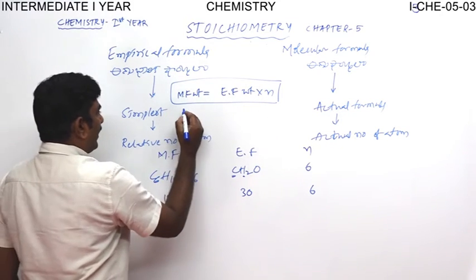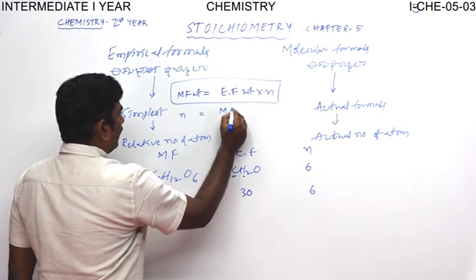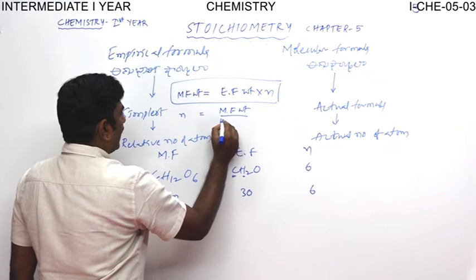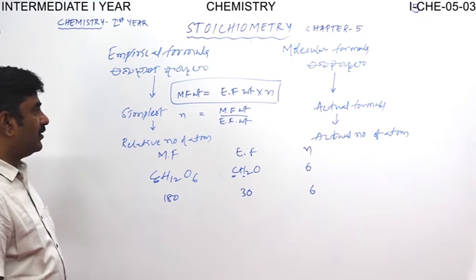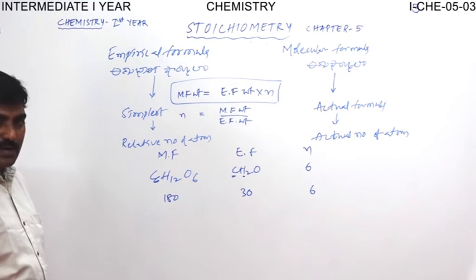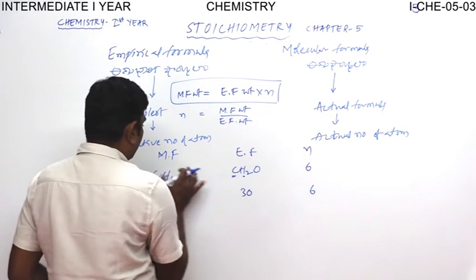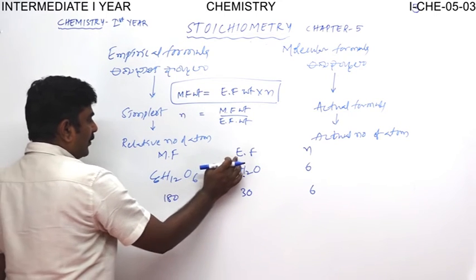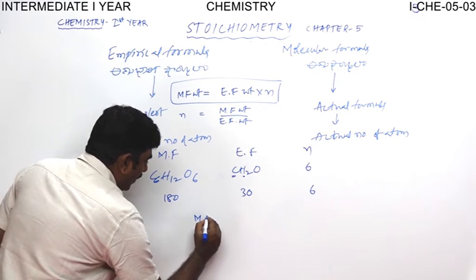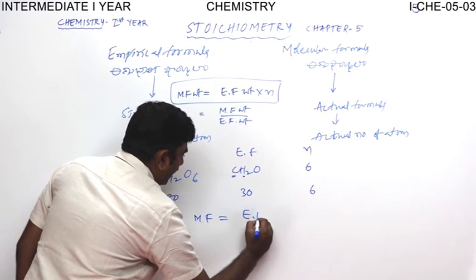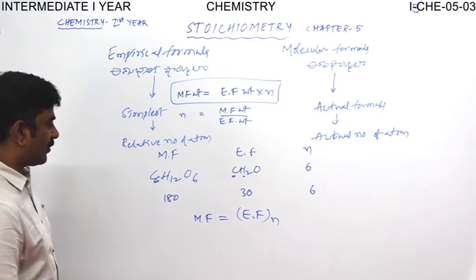Or we can write that N is equal to molecular formula weight by empirical formula weight. What is N equal to? Molecular formula weight by empirical formula weight. For example, we know the empirical formula and we know the N value, but we don't know the molecular formula. So how can we write the molecular formula? Molecular formula is equal to empirical formula taken N.